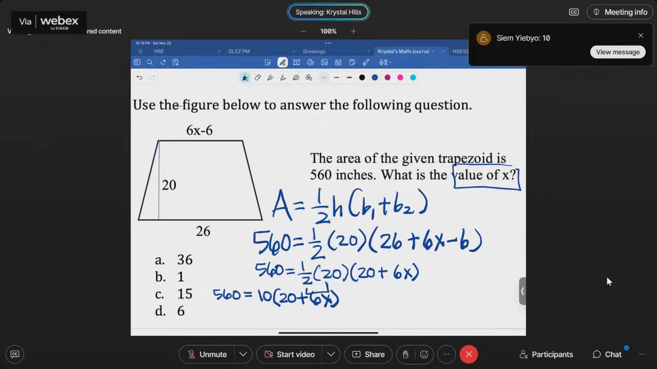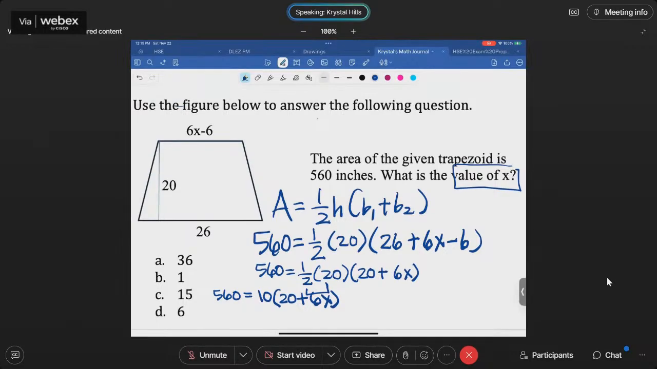Now I'm going to multiply that 10 that's on the outside of those parentheses by everything inside the parentheses. So what is 10 times 20? 200. And what's 10 times 6x? 60x. And I know some of us have been here too often. We have 560 equals 200 plus 60x.